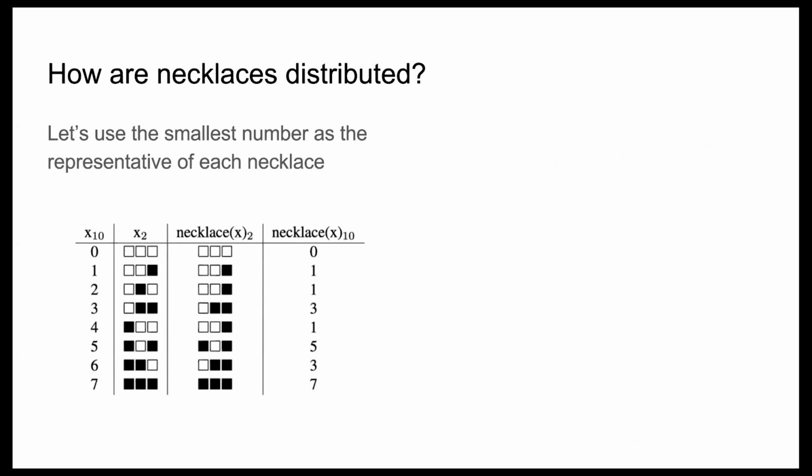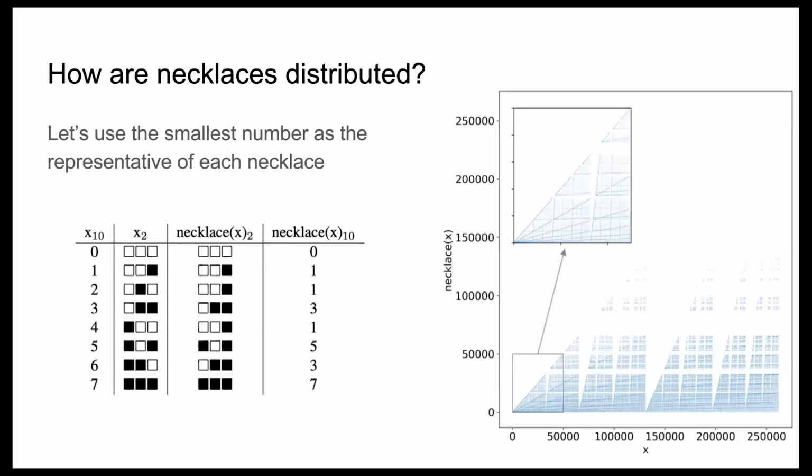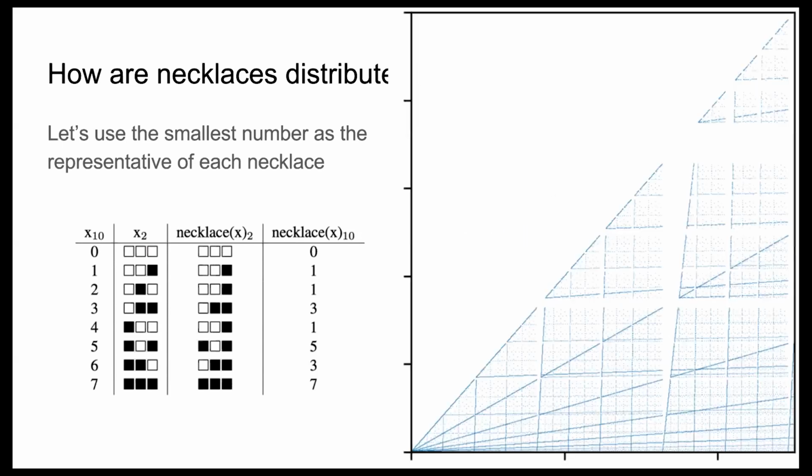And here you can see on the left the decimal representation, the binary, the corresponding necklace, and then back to the decimal representation of that, which allows us to plot the necklaces on the number line. So X is on the X-axis and on the Y you have the representative of the necklace, and you can see how it has a very satisfying self-similar structure, especially if you zoom in. You can see a lot of interesting patterns, which is why some of the algorithms developed for computing these structures are recursive in nature.